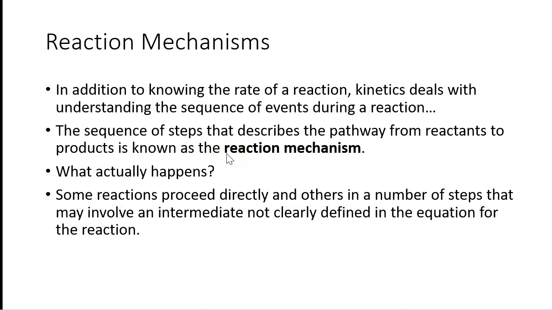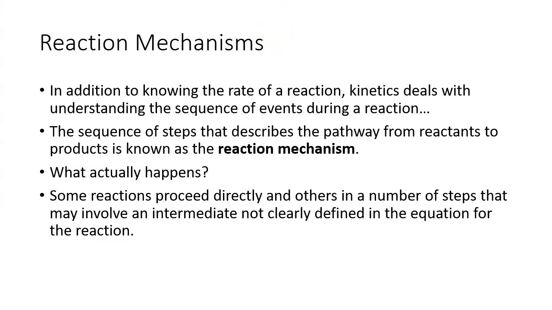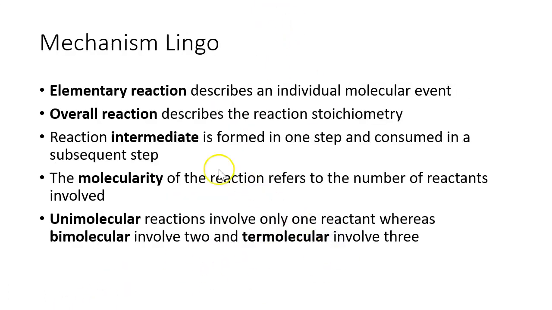We're trying to answer the question, what's actually happening? How are the molecules getting from the reactant state to the product state? Sometimes the reactions proceed directly, and other times they actually involve a number of steps. And these steps can involve something called an intermediate, and they're not clearly defined in the balanced chemical equation that we're used to looking at.